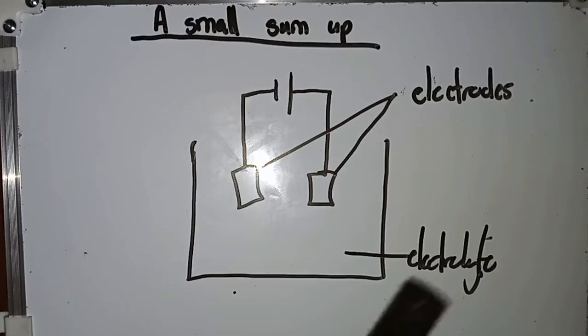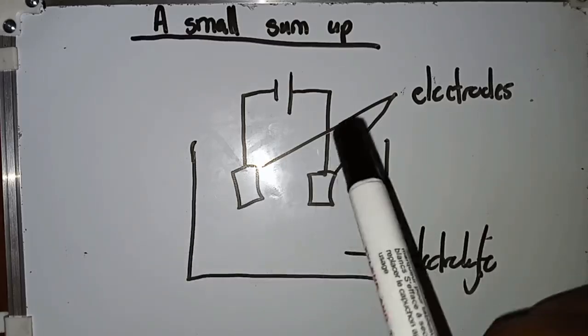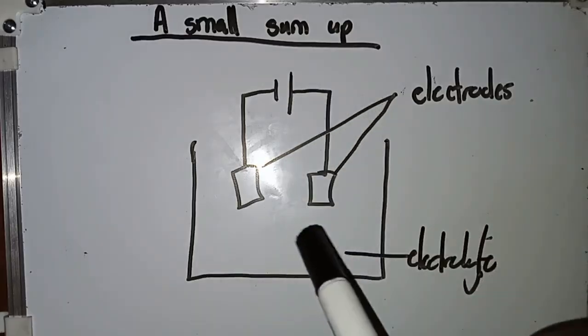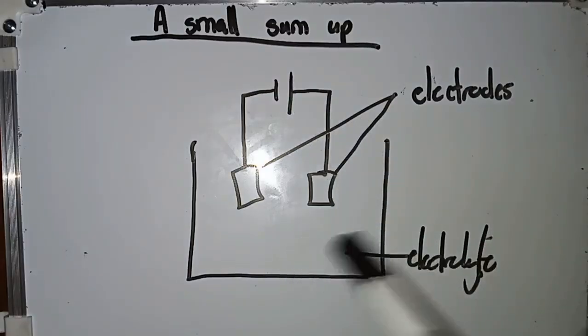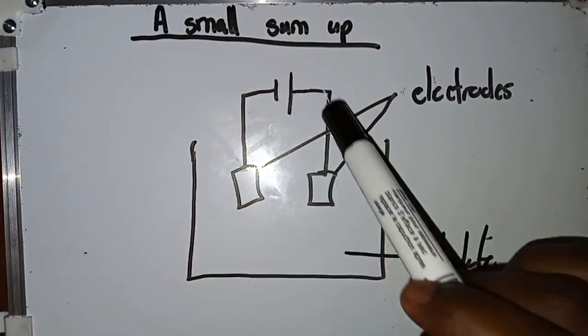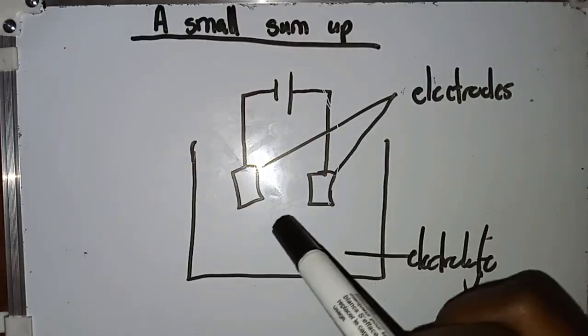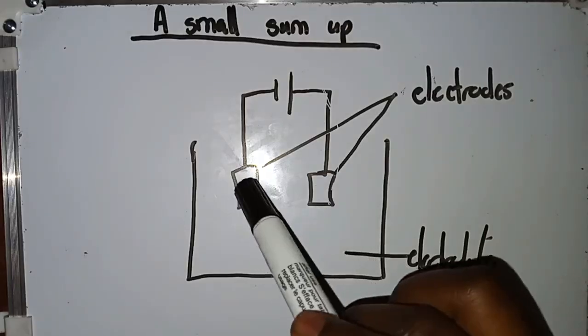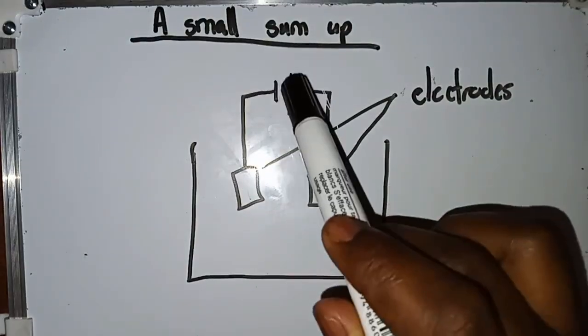concentrated compounds. When we do electrolysis, we mentioned earlier that electricity is passed through the electrolyte, that's the compound to be decomposed. Electricity is passed from the positive electrode into the electrolyte and travels to the other electrode and back to the battery, or the power source.